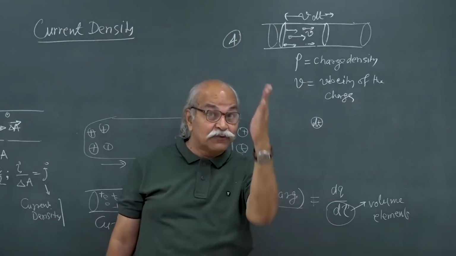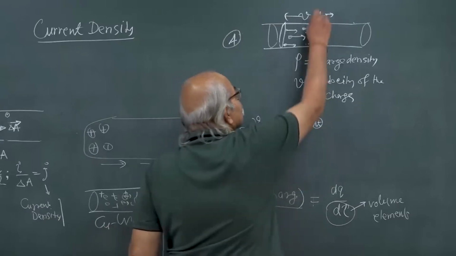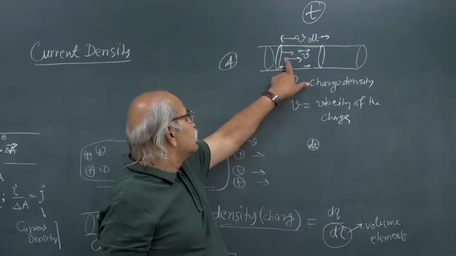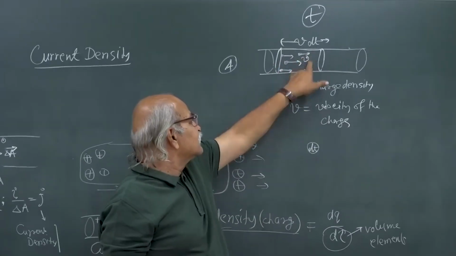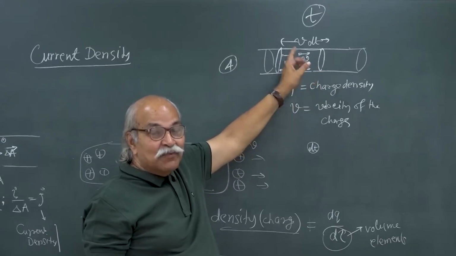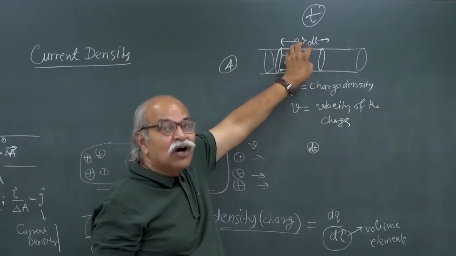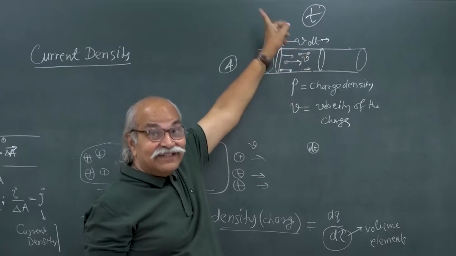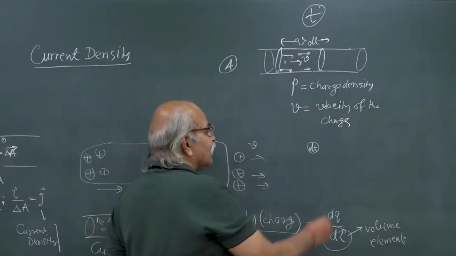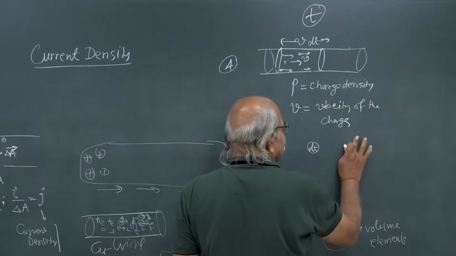Okay, at one instant t, at time t, what is happening? At time t, this charge is here, this charge is here, this is here, this is here, this is here, this is here. At time t, how much is the total charge contained in this cylinder? So that charge, let's call it delta q.